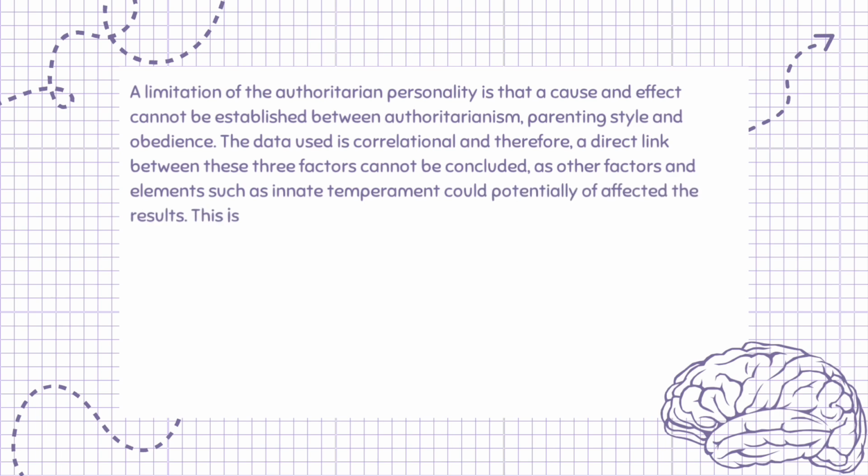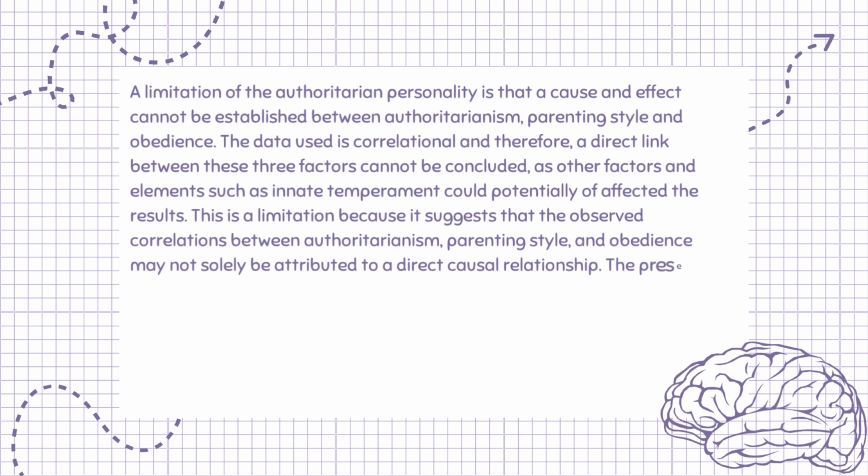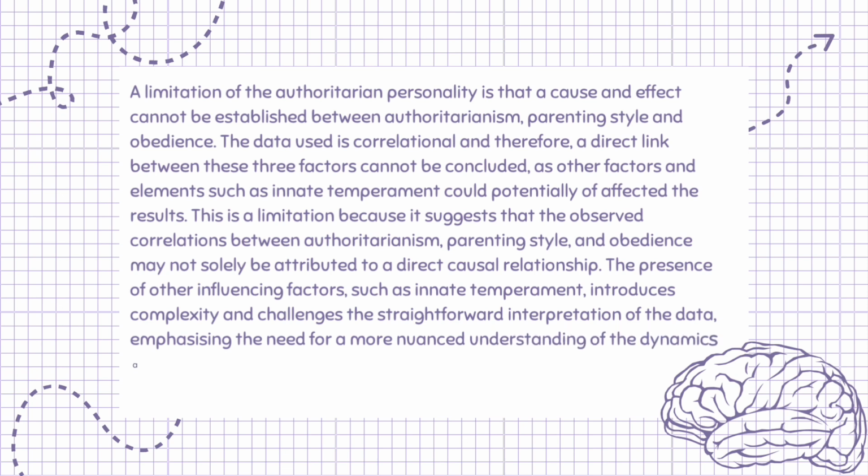This is a limitation because it suggests that the observed correlations between authoritarianism, parenting style, and obedience may not solely be attributed to a direct causal relationship. The presence of other influencing factors, such as innate temperament, introduces complexity and challenges the straightforward interpretation of the data, emphasizing the need for a more nuanced understanding of the dynamics at play in shaping authoritarian personality traits and obedience behaviors.